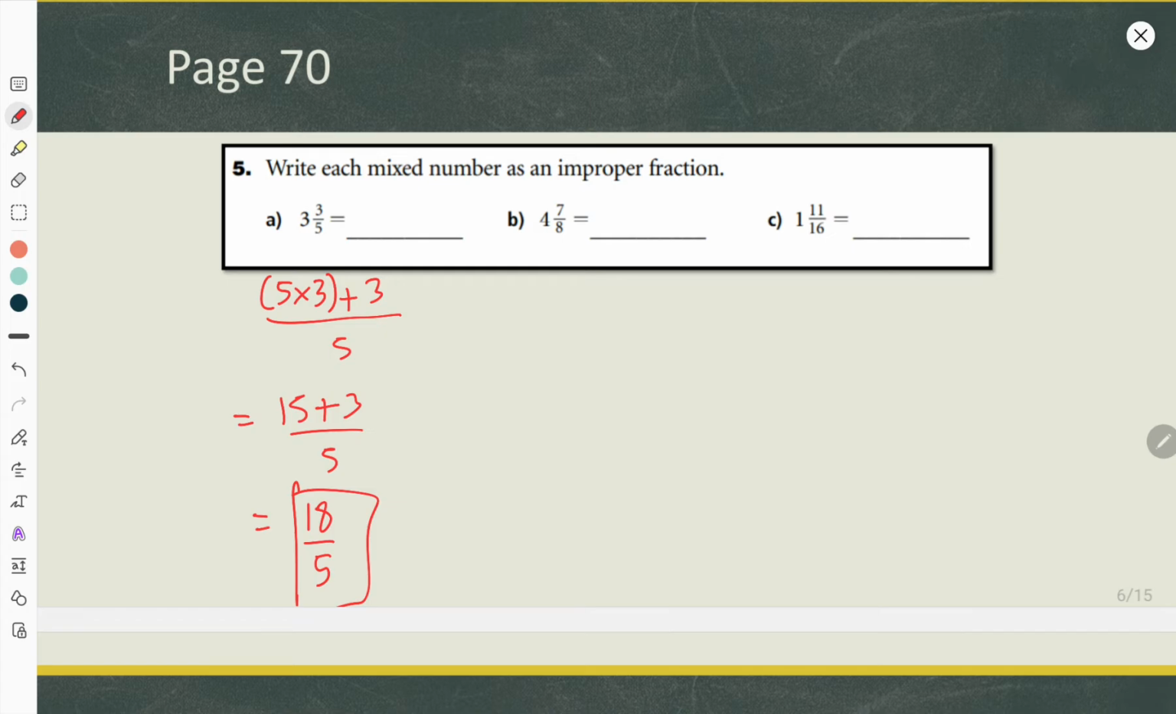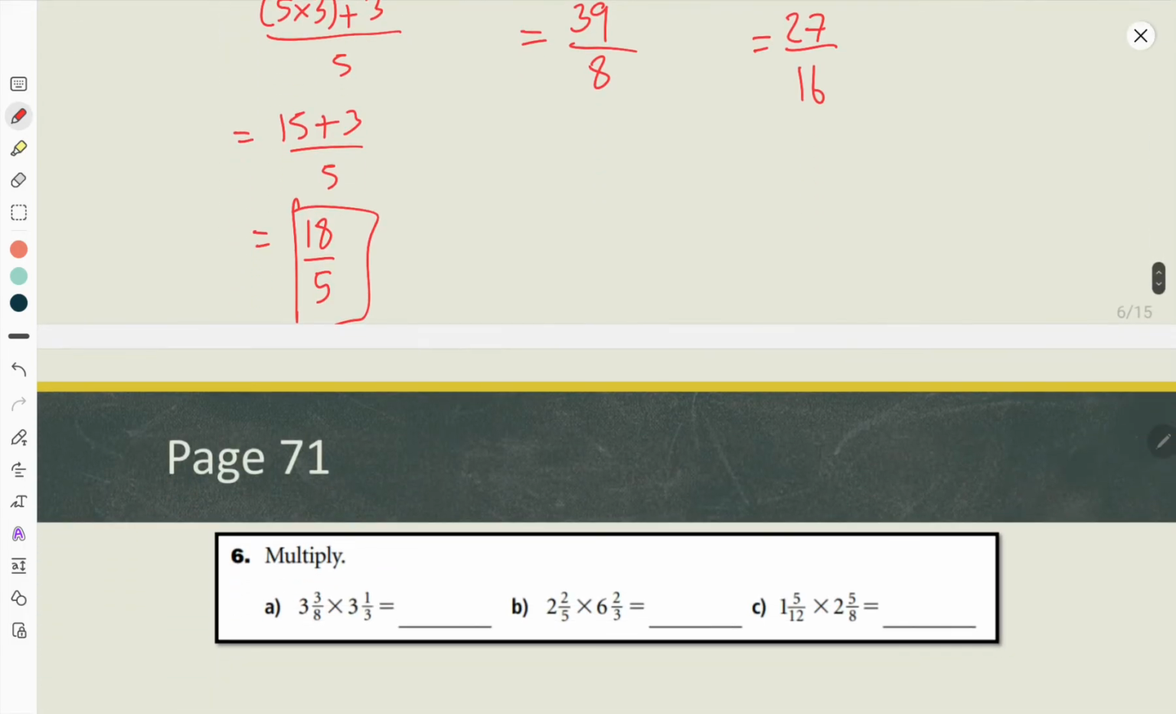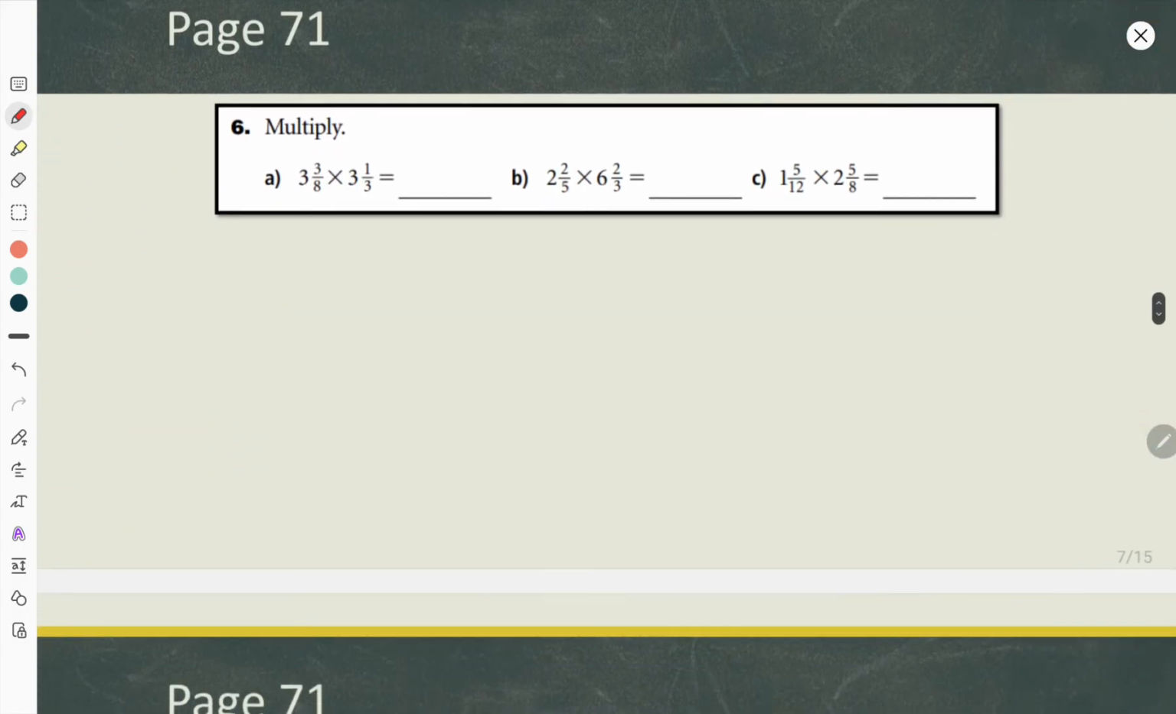So for this one, what do we have? 8 times 4 is 32. 32 plus 7 is 39 over 8. Question C, 16 times 1 is 16. 16 plus 11 is 27 over 16. There we go. Very, very simple.